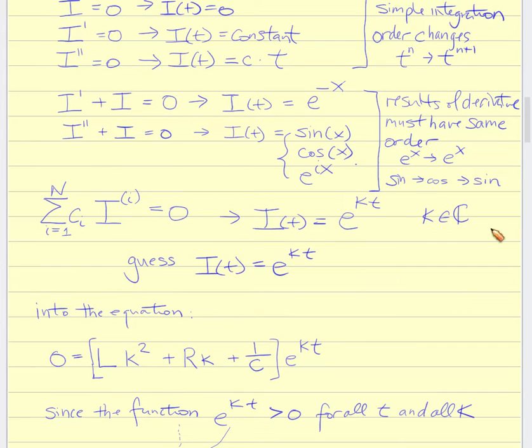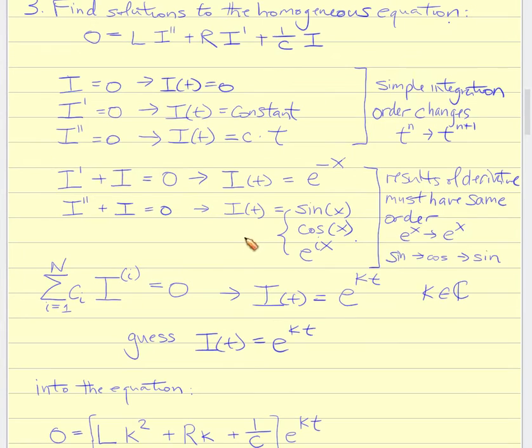All right, another rather long comment about this before we get to the meat of it. The function that we're going to use, that we're going to guess, is the function I of t equals e to the kt. K is a constant, but it can be a real number or a complex number. We don't really have to worry too much about it being real or complex right now. Just think of it as a constant.